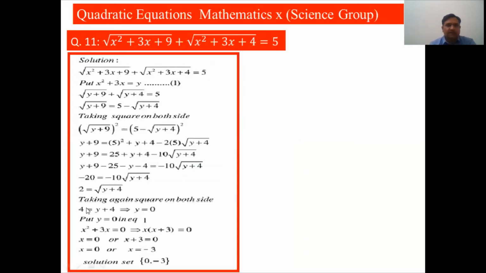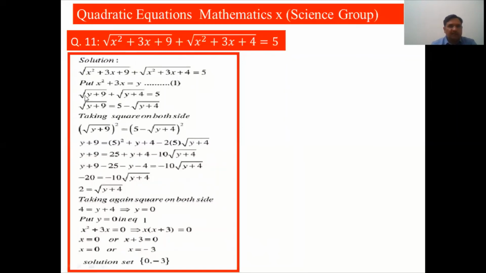Question number 11. Square root of x square plus 3x plus 9 plus square root of x square plus 3x plus 4 is equal to 5. Then we have to put y is equal to x square plus 3x. So when we replace the value of y in the given equation, we have square root of y plus 9 plus square root of y plus 4 is equal to 5.